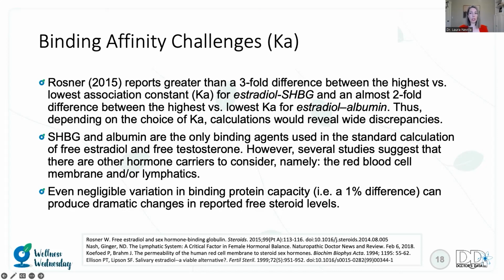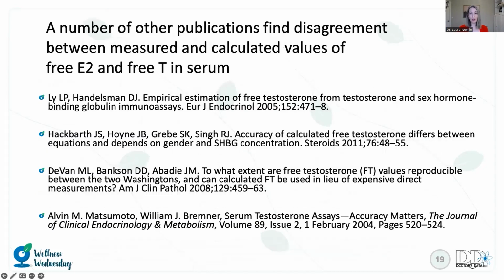We also see the potential of lymphatics being a carrier here, and those, of course, are not put into that equation. The authors point out too that we're talking about a negligible variation, not even a huge thing. So say a 1% difference in the binding capacity can result, in the study that I'm showing here, in a 100% difference, or twofold difference, between the reported levels. So you can just see where this compounds on itself, and it becomes, I think, a larger issue than any of us realize.